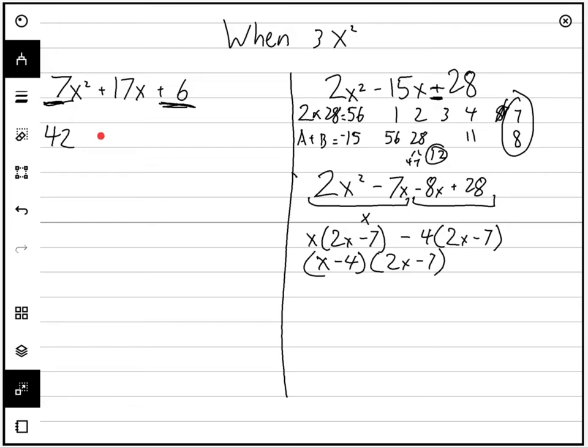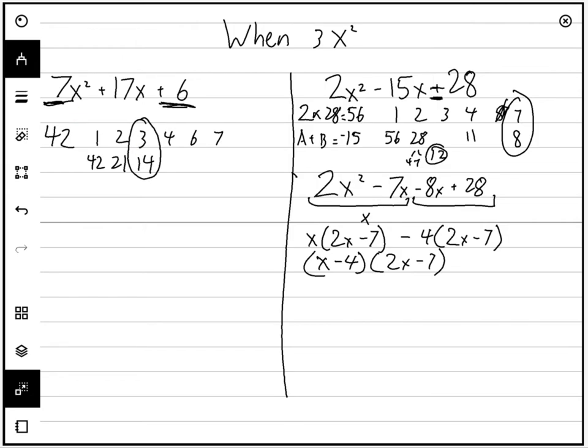Okay, so let's do 1, 2, 3, 4, and skip 5, 6, 7. 42 divided by 1 is 42. Divided by 2 is 21. Divided by 3 is 14. And, well, we can stop there. Look, 3 and 14, the sum of them is 17. So there you go. That's going to be your pair.